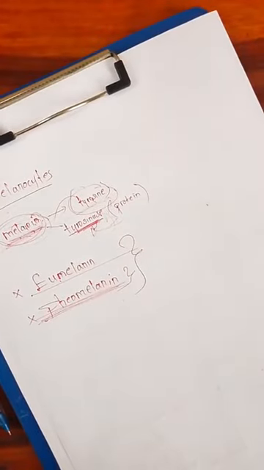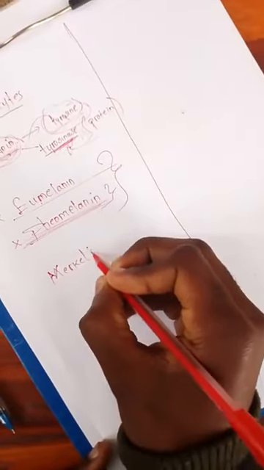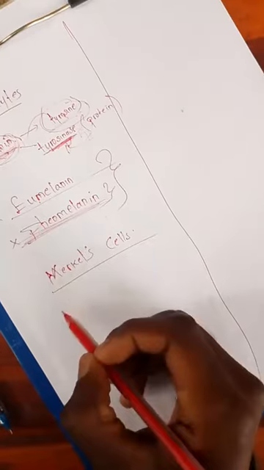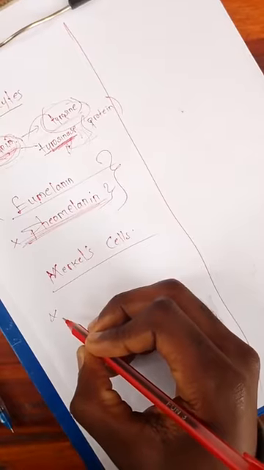Apart from that, we can also talk about the other cells that we said are found in the basal layer, which are the Merkel cells. These Merkel cells are also known as mechanoreceptors. These are specialized sensory cells that are found in the basal layer.